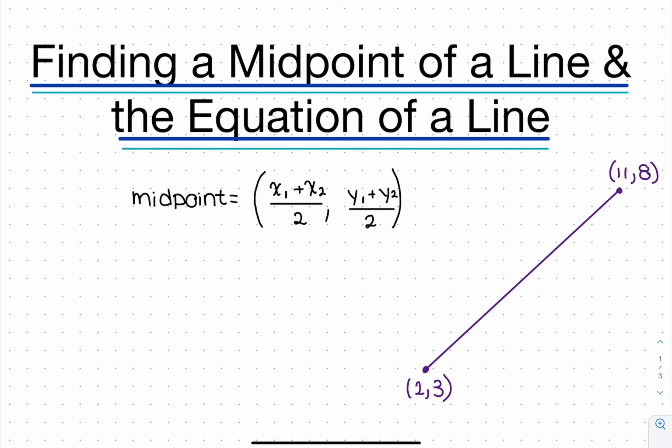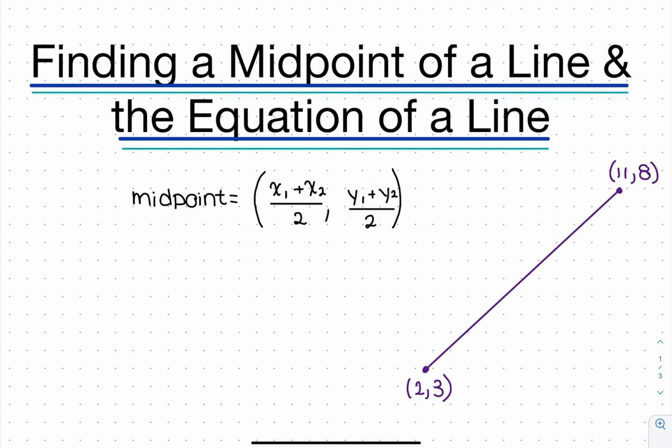So when we're finding a midpoint of a line, we add the two x values together and we divide it by 2. And you can see how this is kind of formatted like a point. That's because this will be our x and this will be our y. And then we're going to add our two y's and divide them by 2.